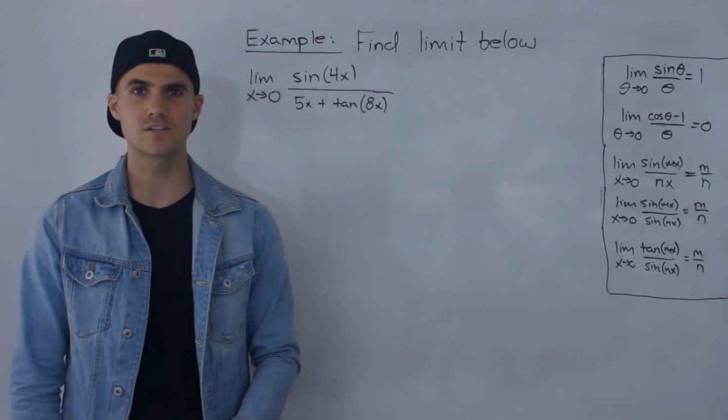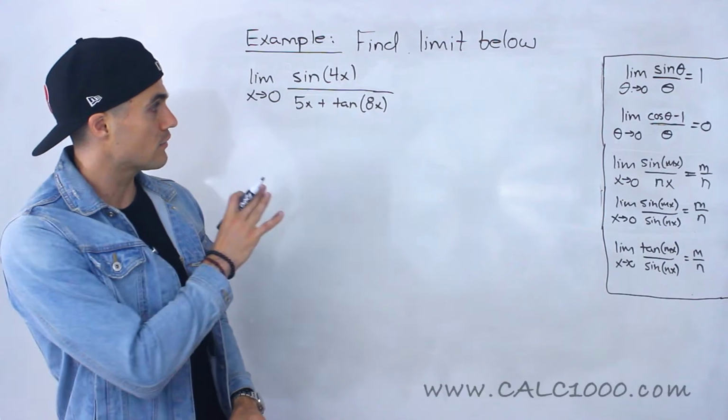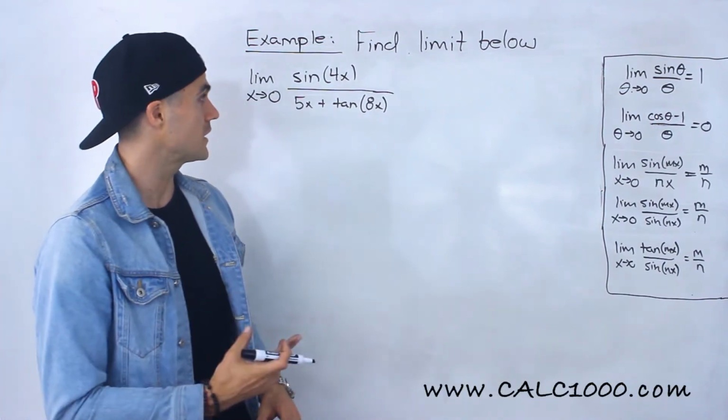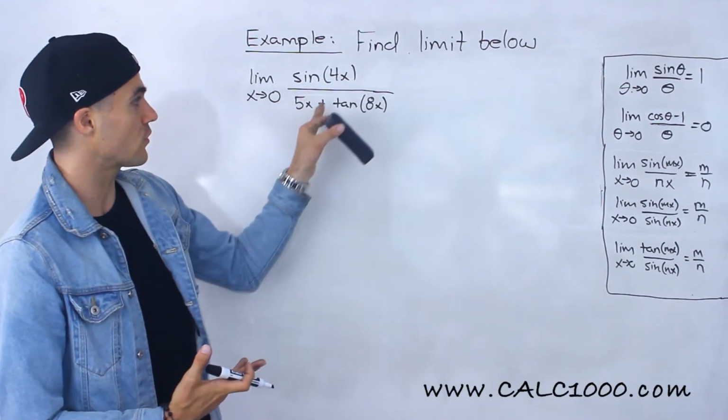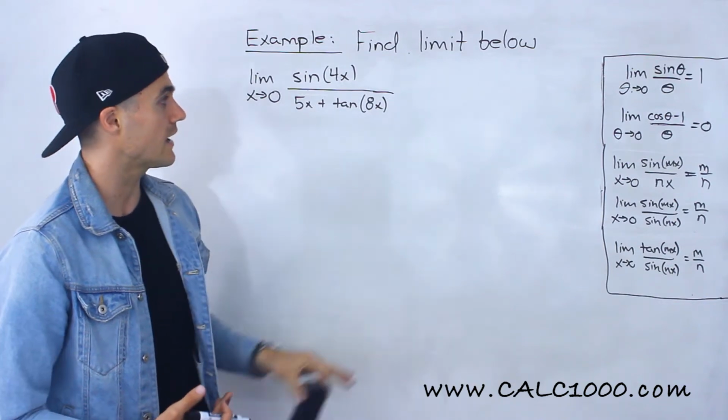Patrick here, and moving on to the next example, we got another trig limit to do. So we got the limit as x approaches 0 of sine 4x over 5x plus tan 8x.